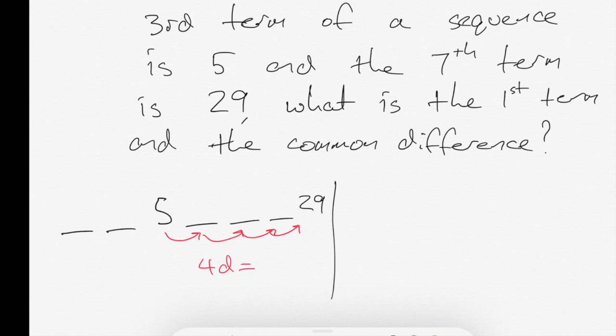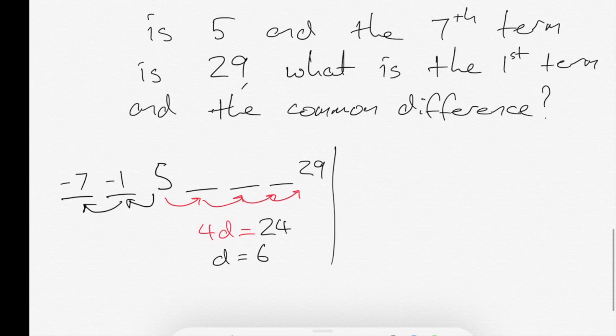And that difference adding on, what's 29 take 5? 4 lots of the difference is 24, and thus the difference is 6. And so going backwards, that means that that number there has to be -1, and going backwards again, that number there has to be -7. So that's an acceptable way to do it, but it's really not the best. We can work out that the difference is 6, and the first term, T1, is equal to -7. We can work that out just from practicality.